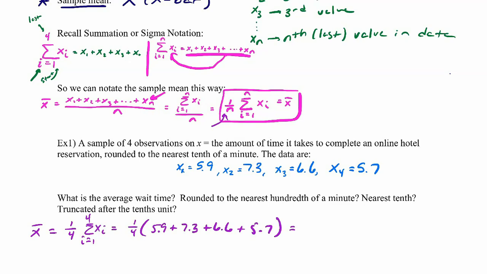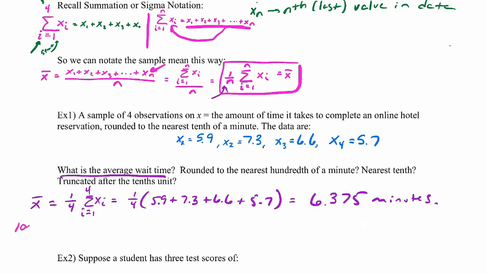If you punch that into your calculator, the actual average amount of time was 6.375 minutes. So that's the actual average amount of time. We're not rounding here. This is just what we got back, okay? Now, if we want to round to the nearest hundredth, okay, hundredth is 2 decimal places, so we look at the first number past that. And if that's a 5 or above, we round up. So this 7 is going to round up to 8. So instead of 6.375, we'll call that 6.38 to the nearest hundredth.